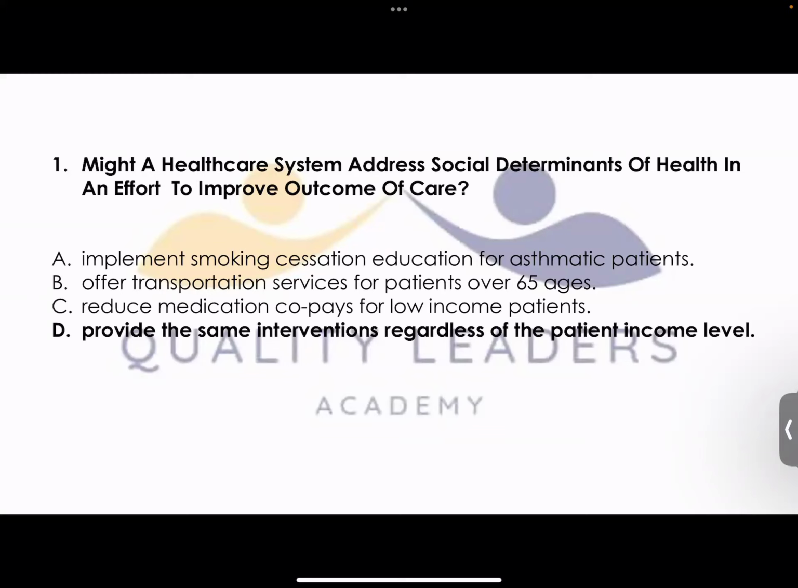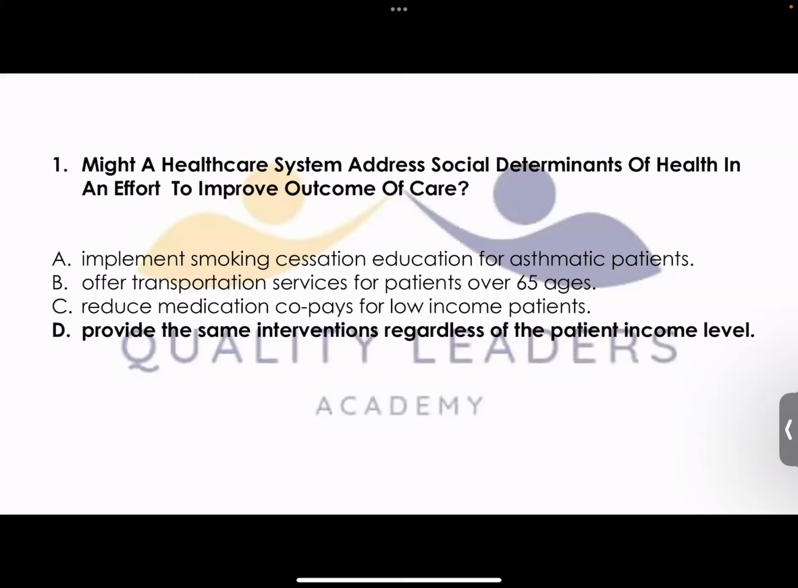Yes, the last one. Letter D, because this is correct. This reflects the principle of healthcare equality rather than differentiation based on socioeconomic status. This ensures that all patients, regardless of their income, receive the high quality interventions and opportunities to improve their health outcomes. So that's the best answer.